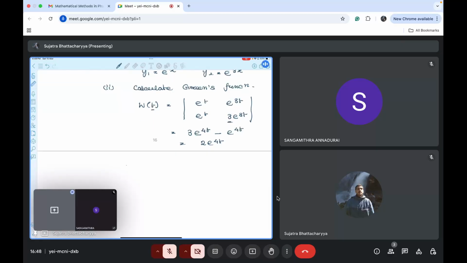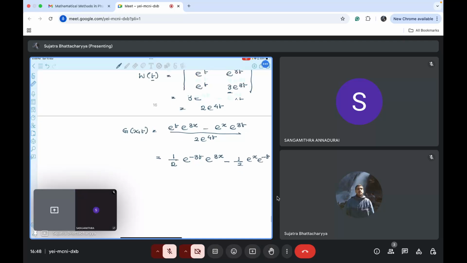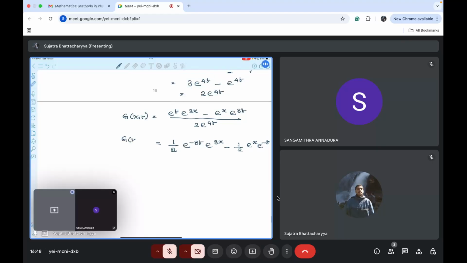Okay. Now, what is the Green's function? G of x comma t. So it is y1 of t, that is e to the power t, times y2 of x, e to the power 3x, minus y1 of x, e to the power x, times y2 of t, which is e to the power 3t, divided by the Wronskian, 2 e to the power 4t. So we can simplify: half e to the power minus t e to the power 3x minus half e to the power x e to the power minus t. Just solving this.